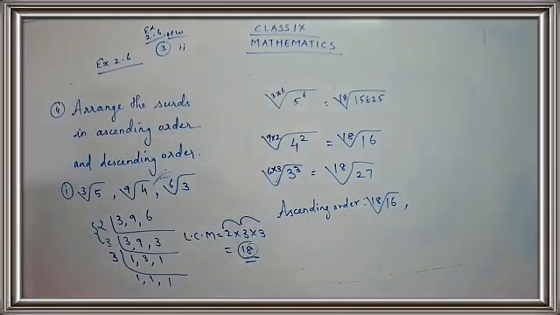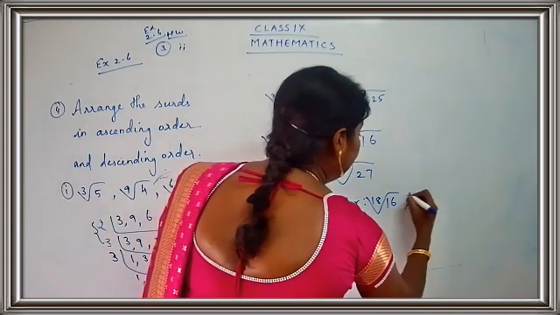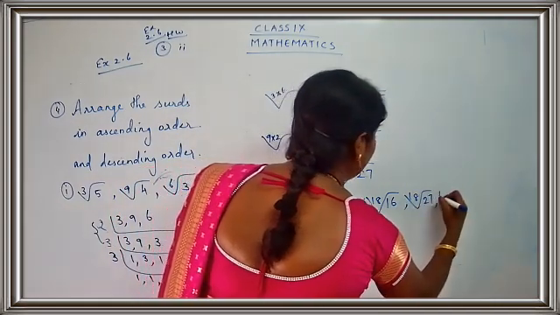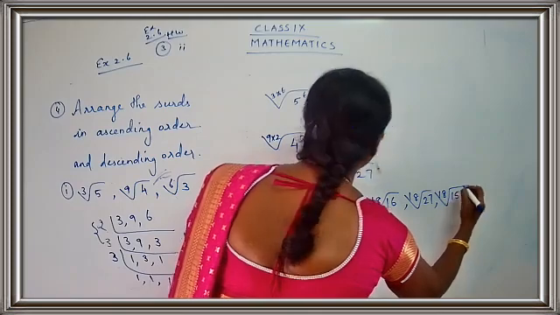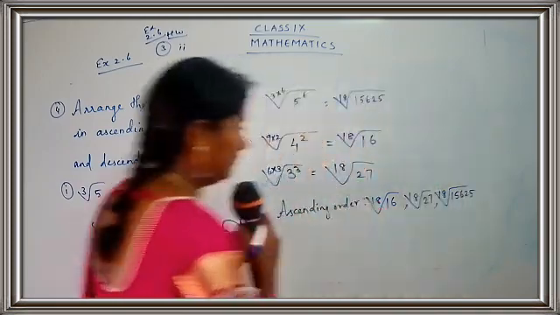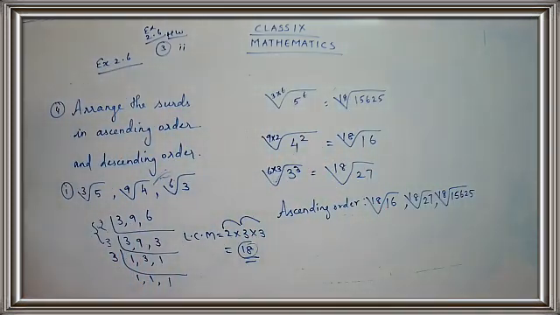Next one, 18th root of 27, 18th root of 15,625. Write down the order. So what you get here, you are going to focus on the radicand. Okay children, you get 18th root of 16, 18th root of 27 and 18th root of 15,625.